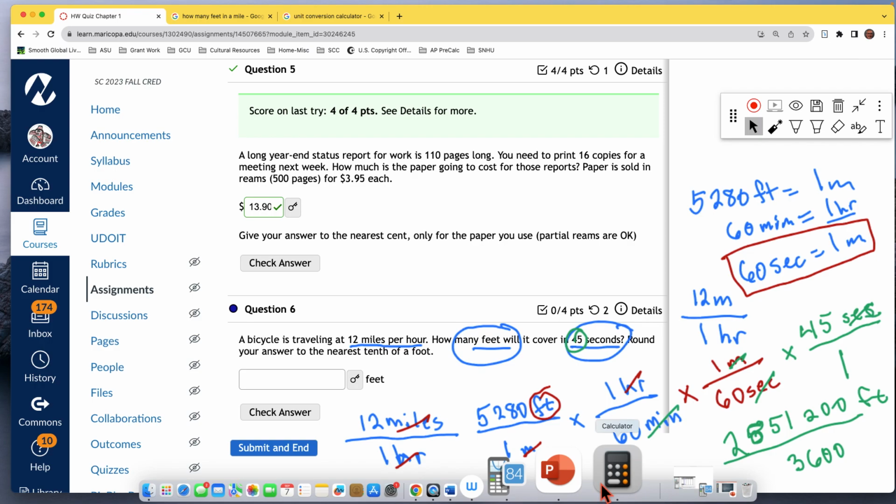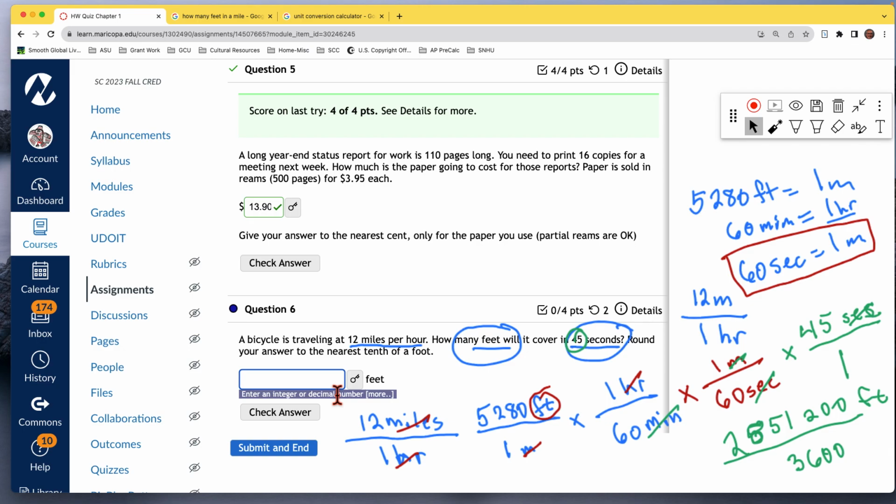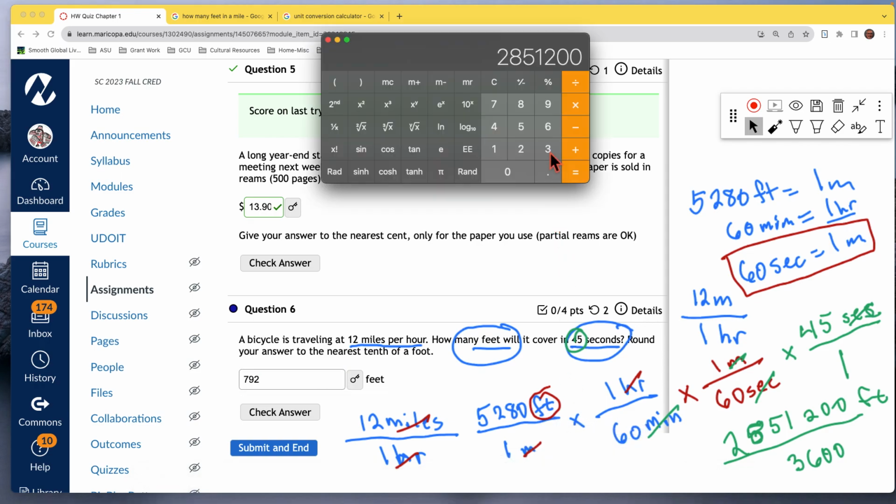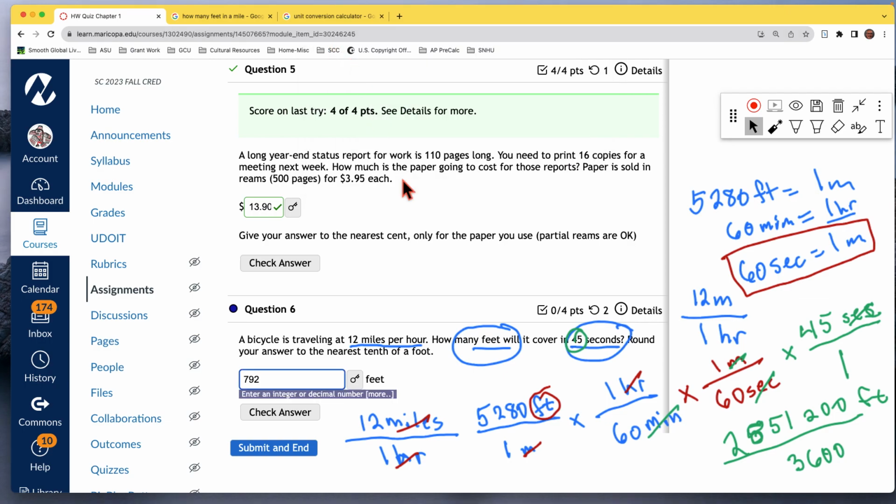792. So again, we've got that in there. That's not too bad. Divided by 3,600. Again, if you're not sure, you can use your calculator for any of this. So it means in 45 seconds, the bike will have gone 792 feet.